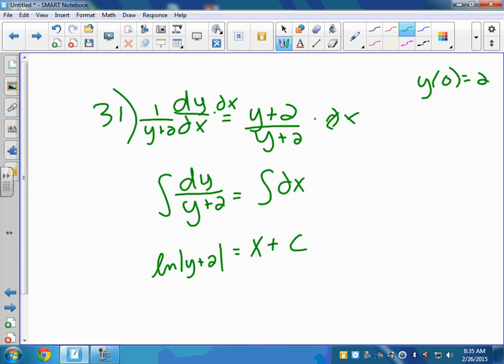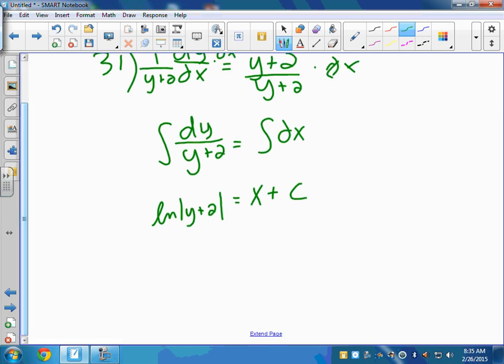Let's not solve for C yet. All right, let's do this. You can solve for C now if you want, but I just want to show you that you don't have to. What would I do if I wanted to solve for Y on this? Just E it.